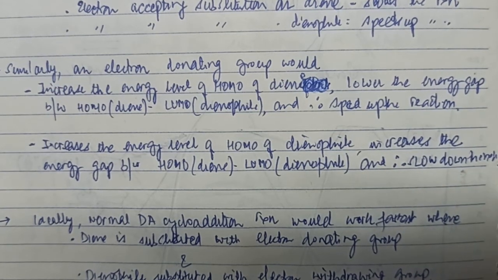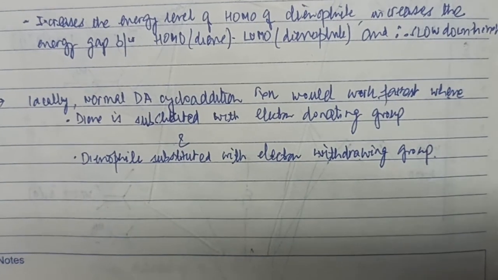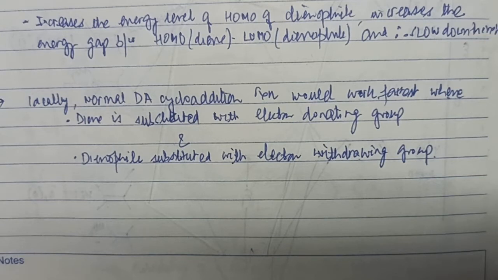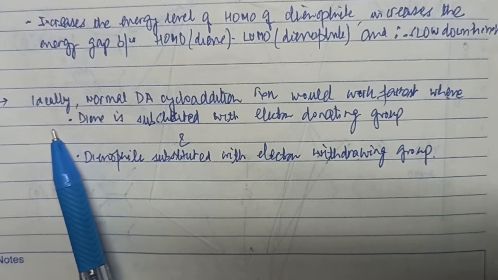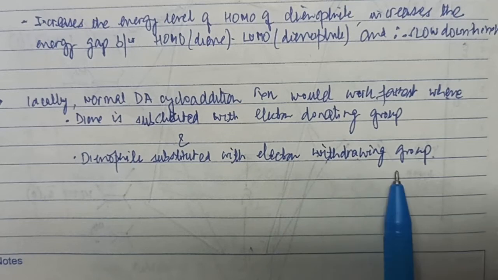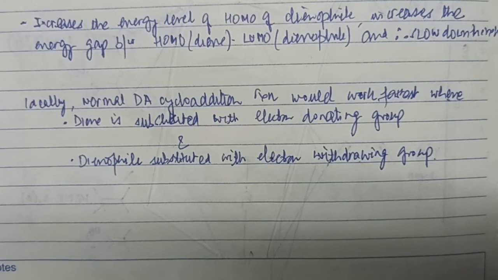Therefore, I can say simply that normally speaking, if I want a fast Diels-Alder cycloaddition reaction, I need to reduce the energy gap between the HOMO of the diene and LUMO of the dienophile. That's the only thing. The energy gap can be reduced if I raise the HOMO up and lower the LUMO down. To raise the HOMO up would mean I need to substitute the diene with an electron donating group, and to lower the LUMO of the dienophile would mean I need to substitute the dienophile with an electron withdrawing or electron accepting group. Therefore, in order to have a fast Diels-Alder cycloaddition reaction, the diene should be substituted by an electron donating group and the dienophile should be substituted by an electron withdrawing group. So that is how we can work out the effect of substitution onto the nucleus of the diene and dienophile in a normal Diels-Alder cycloaddition reaction.